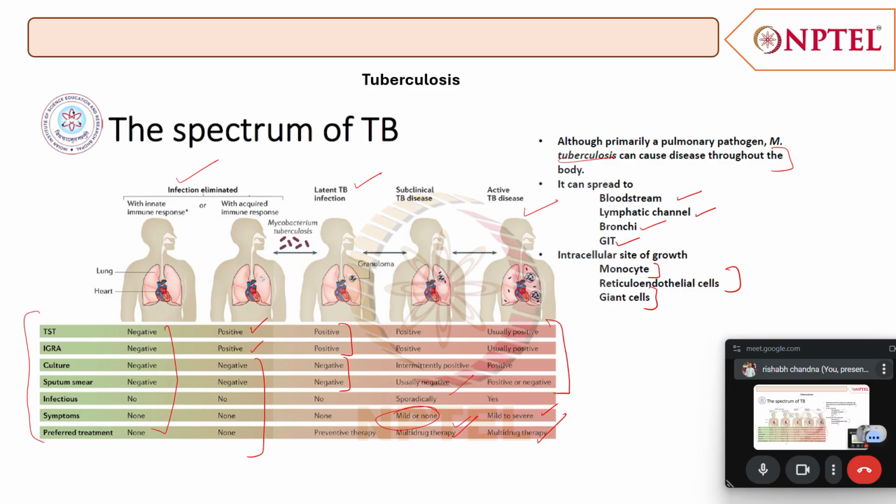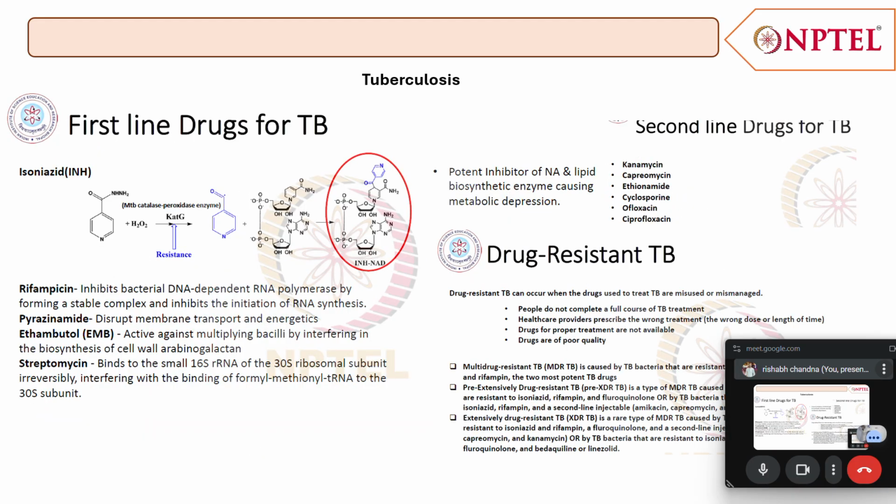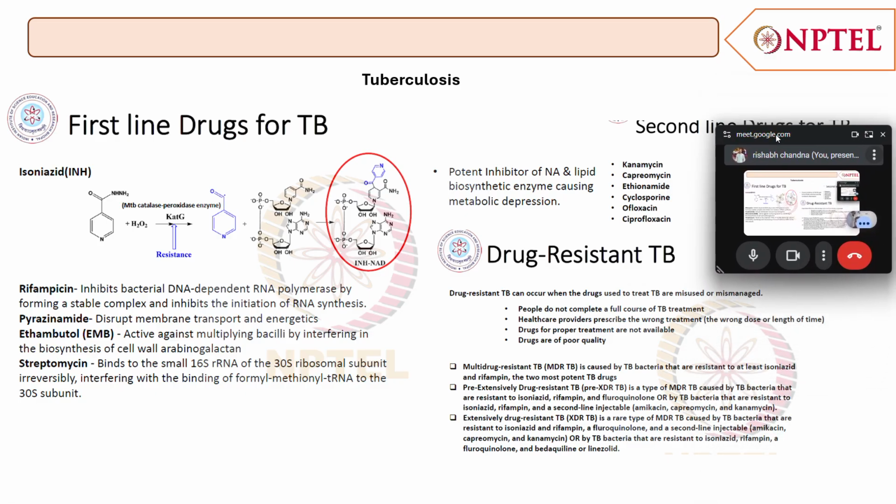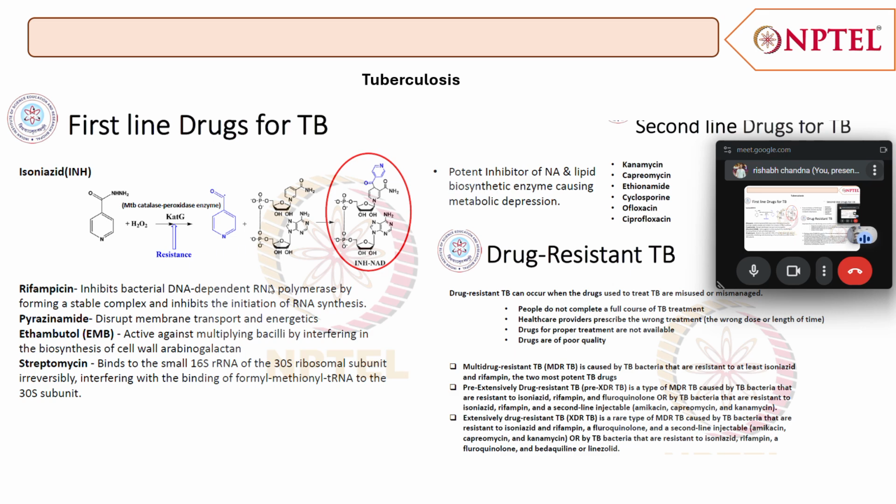Okay, now let's talk about some treatment given to the TB patients. So the first line of drug for TB is isoniazid. Okay, so this is the isoniazid formulation that is given to the TB patients. Then rifampicin, that inhibits bacterial DNA dependent RNA polymerases, that inhibits the RNA synthesis.